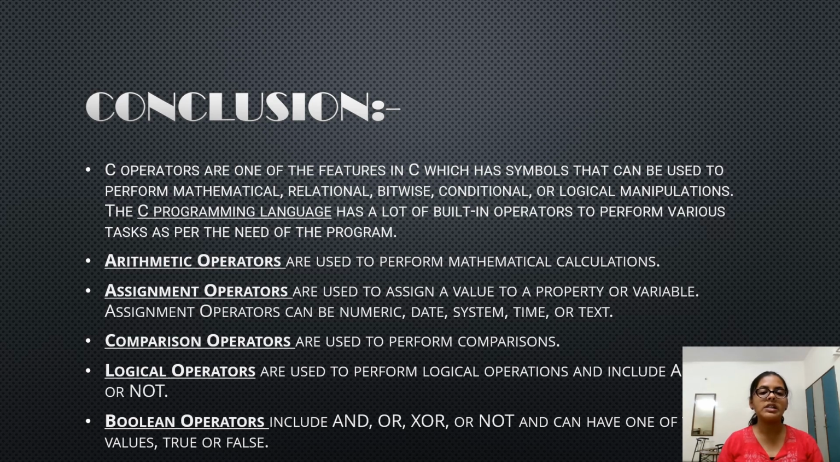Conclusion: C operators are one of the features in C which has symbols that can be used to perform mathematical, relational, bitwise, conditional, or logical manipulations. The C programming language has a lot of built-in operators to perform various tasks as per the need of the program. Arithmetic operators are used to perform mathematical calculations. Assignment operators are used to assign a value to a property or variable. Assignment operators can be numeric, date, system, time, or text.